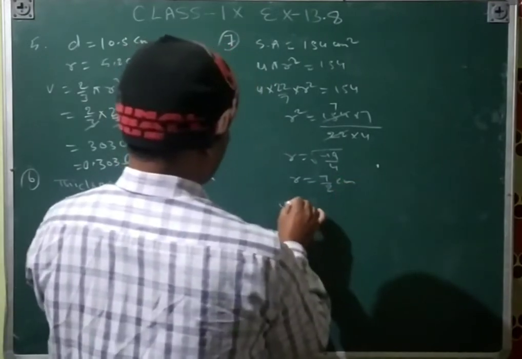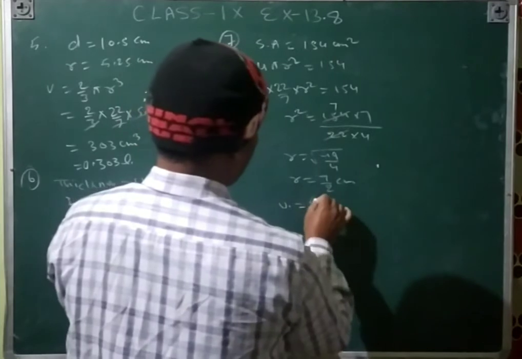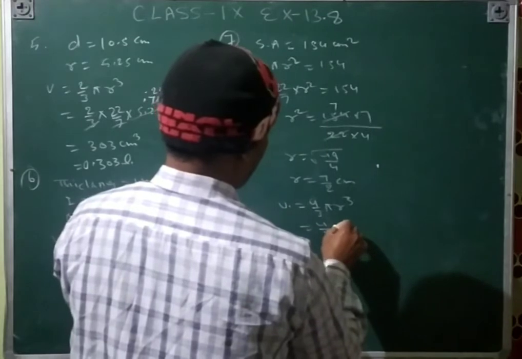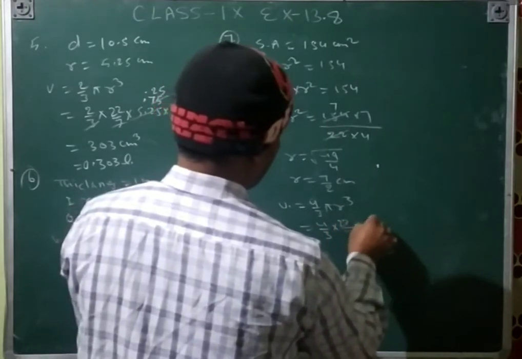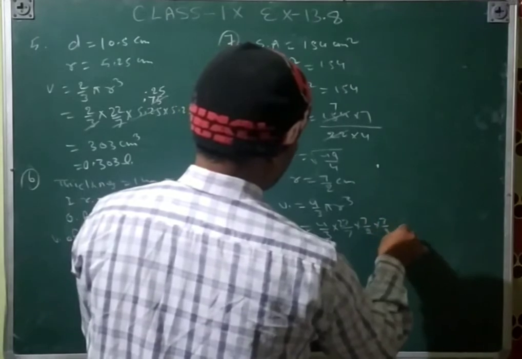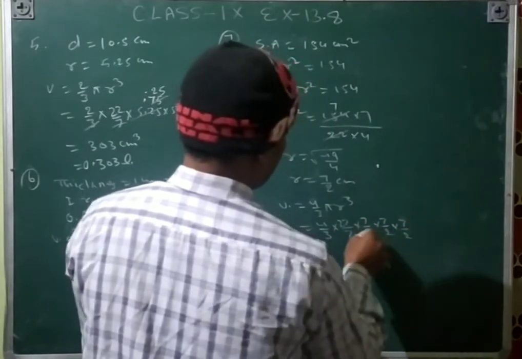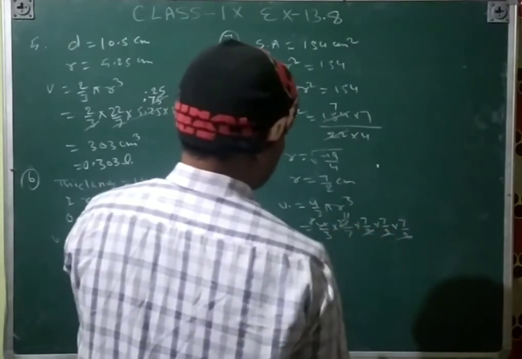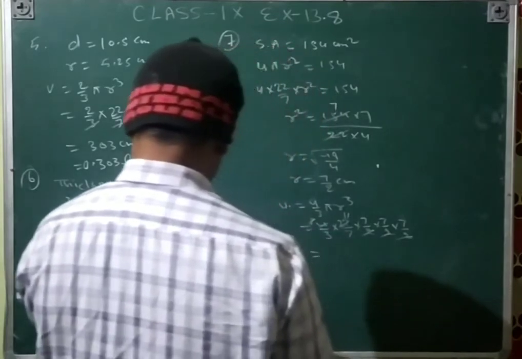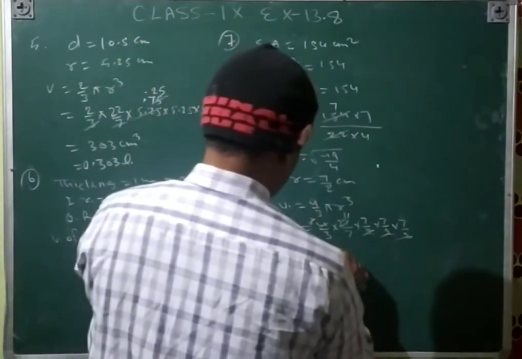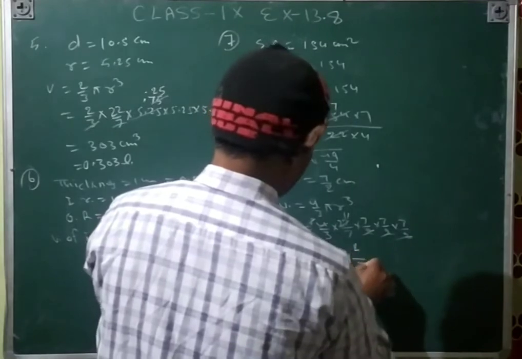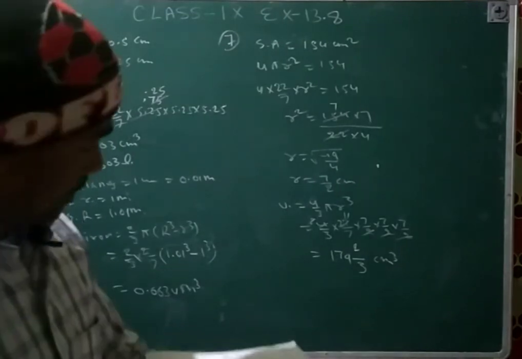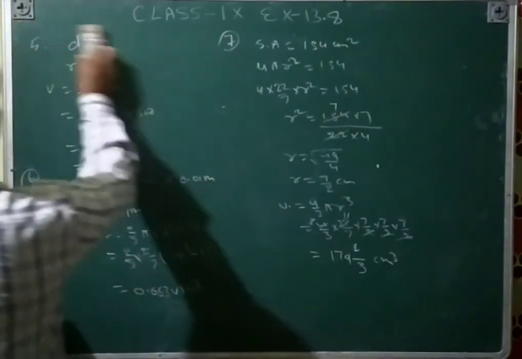But no need to find the decimal. So volume of a sphere is equal to 4 upon 3 pi r cube. So 4 upon 3 into 22 upon 7 into 7 upon 2 into 7 upon 2 into 7 upon 2. So 2 cancels by 2, 2 11s are 22, and then 7 7s are 49. After that calculation, your answer will become 179.2 upon 3 centimeter cube. And then only 3 questions are left here.